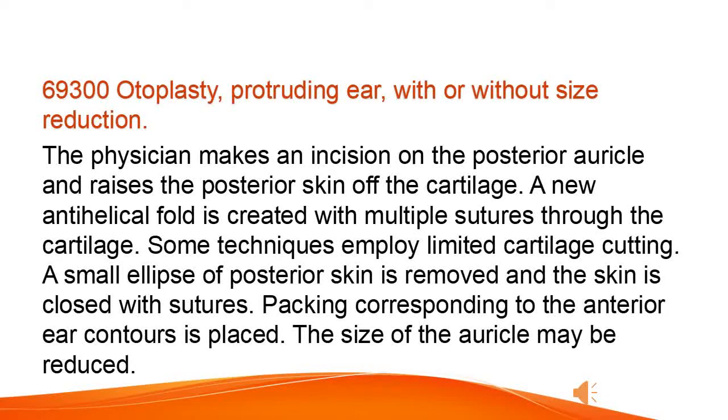Otoplasty, protruding ear, with or without size reduction. The physician makes an incision on the posterior auricle and raises the posterior skin off the cartilage. A new antihelical fold is created with multiple sutures through the cartilage. Some techniques employ limited cartilage cutting. A small ellipse of posterior skin is removed and the skin is closed with sutures. Packing corresponding to the anterior ear contours is placed. The size of the auricle may be reduced.